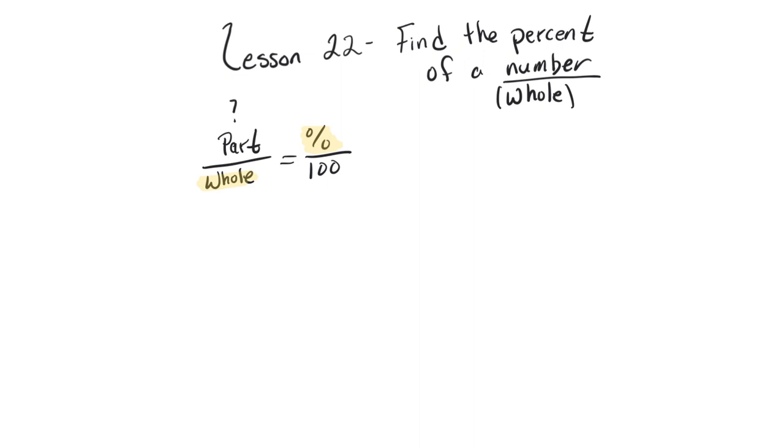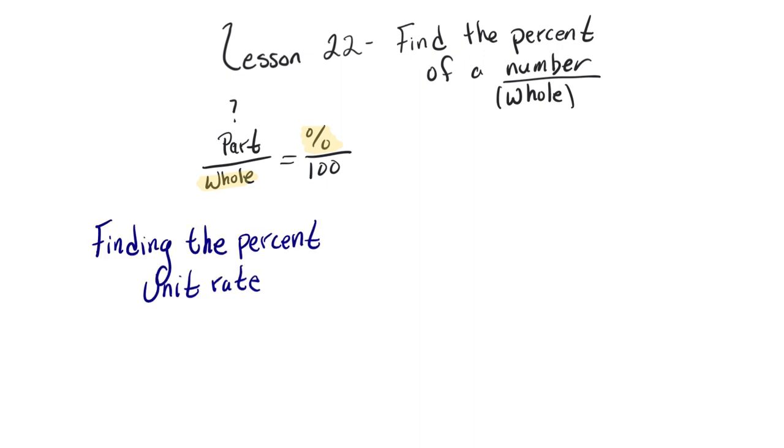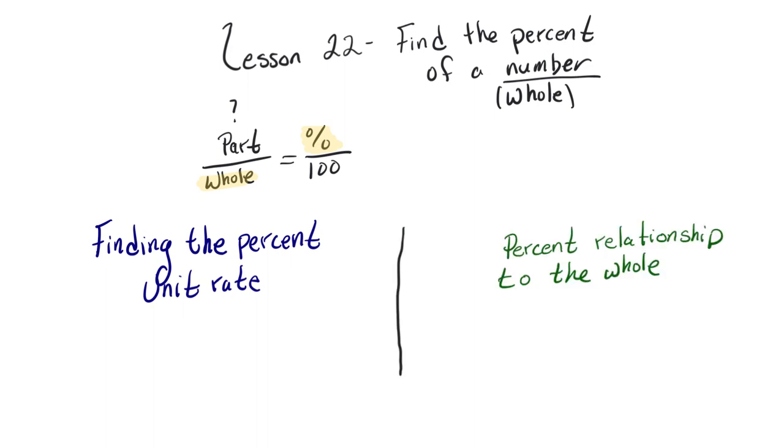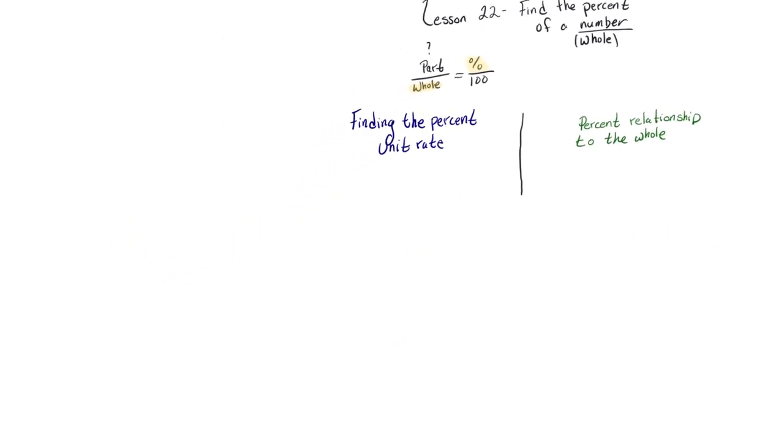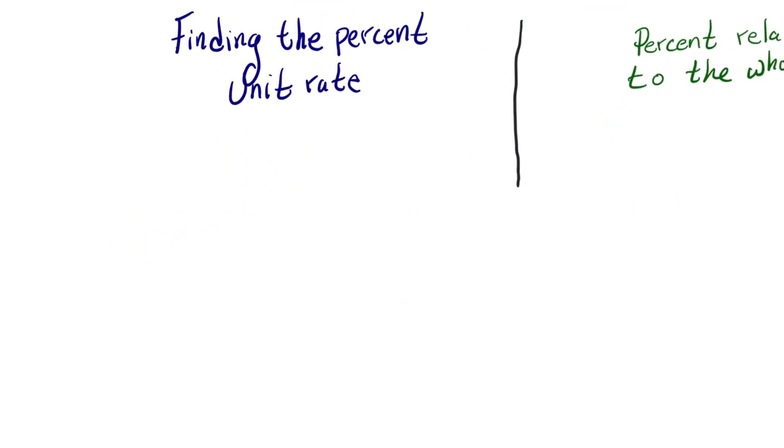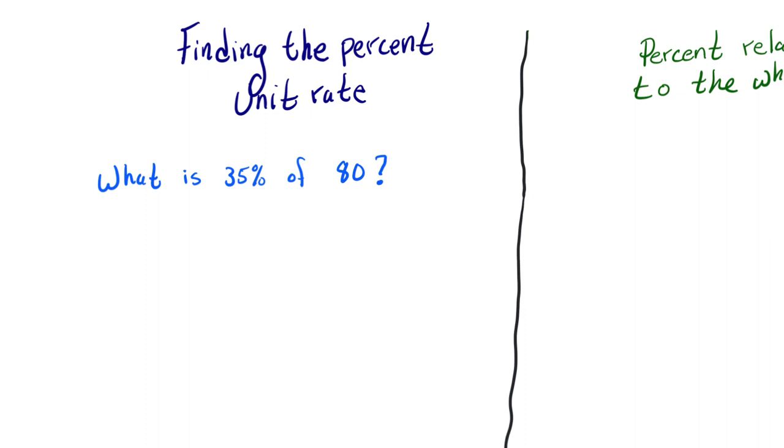Now there's two ways that we're going to be doing this today. The first is finding the percent unit rate, and the second one is looking at the percent relationship to the whole. Okay, so the first one, finding the percent of the unit rate. Let's start off with what is 35% of 80.